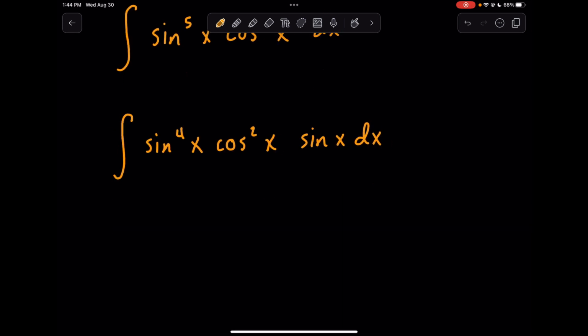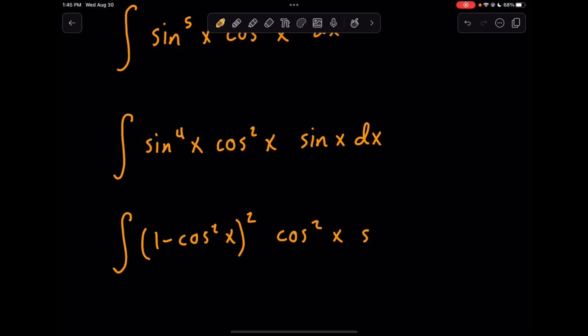Now we can convert the sine to the 4th x using our trig identity. So we have the integral of 1 minus cosine squared x. So this right here would be sine squared x. So you get sine to the 4th x. We're going to square this times cosine squared x sine x dx.